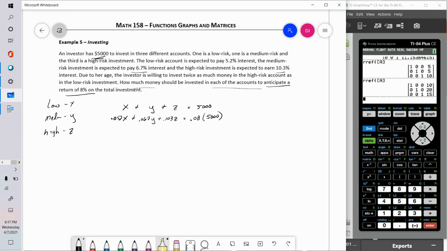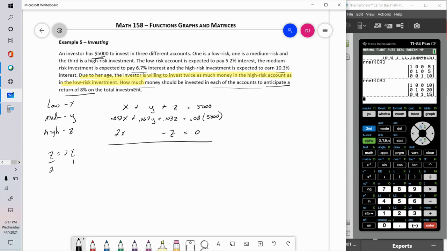Also, due to her age, the investor is willing to invest twice as much money in the high as in the low risk account. So here's the high risk and here's the low risk. She's willing to put twice as much money in the high risk. So for every $2 in the high risk, she's only going to put $1 in the low risk. To set those equal to each other, you would have to multiply the x by 2. So this third equation will become 2x minus z equals 0. And there are my three equations.